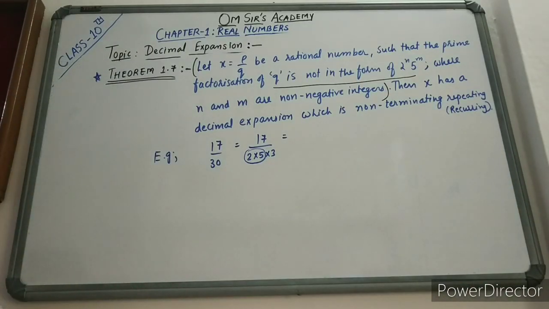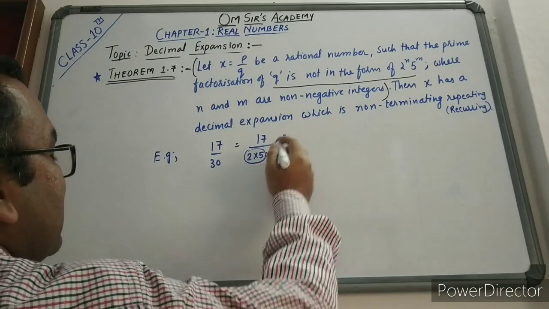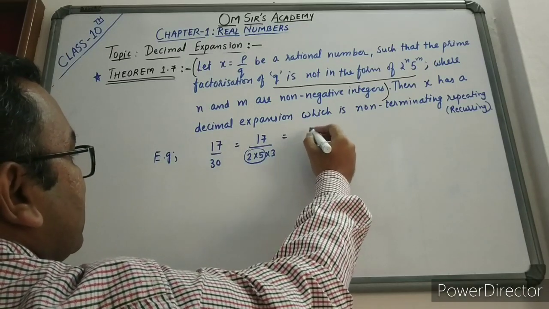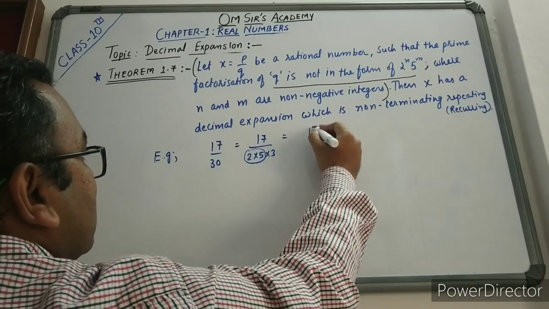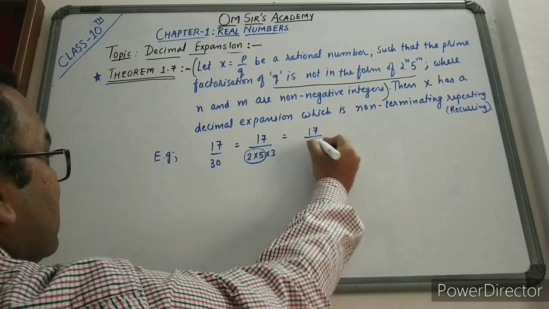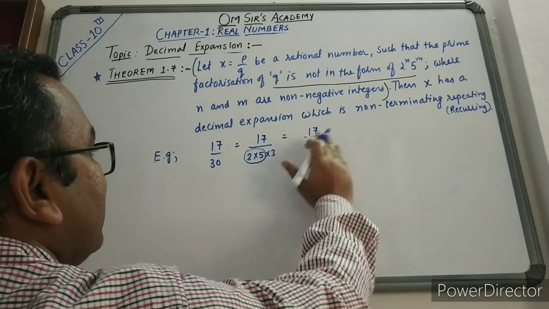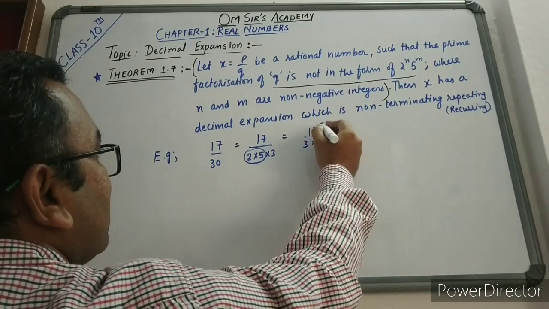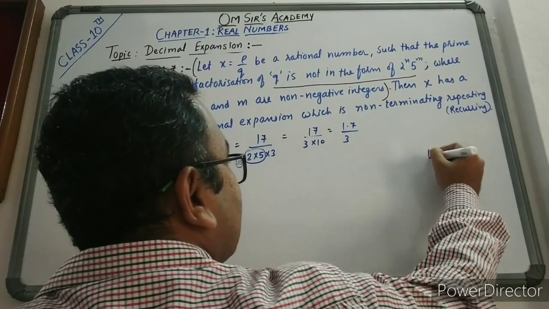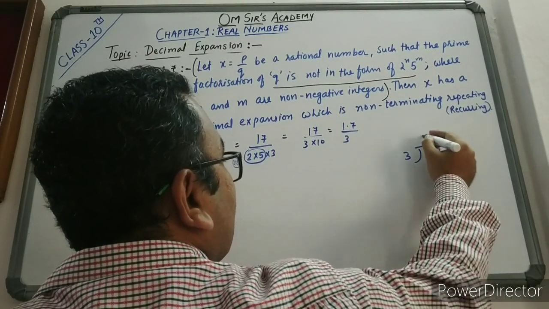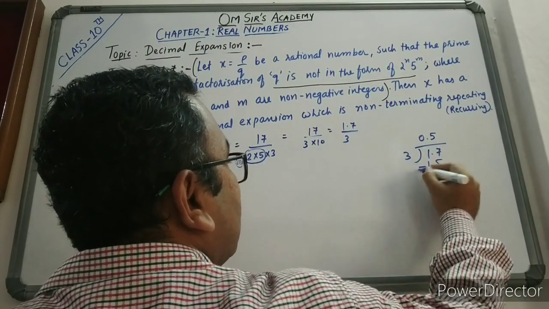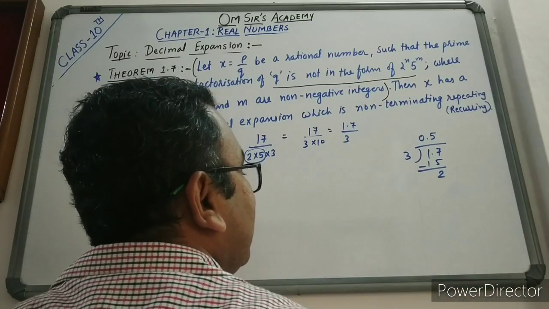Is it clear? So what will be the decimal expansion of this? If we divide 17 upon 30, or we can say 17 divided by 3 into 10, it is 1.7 divided by 3. So if I divide this 1.7 by 3, what will it be? 0.5 with 3 fives are 15, so 2 will be the remainder.